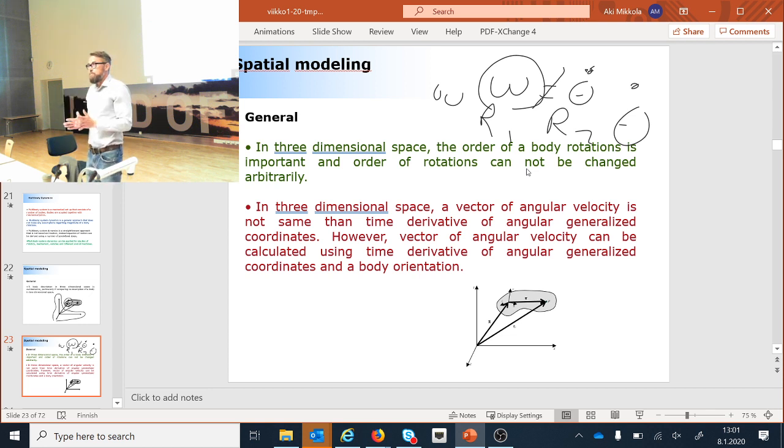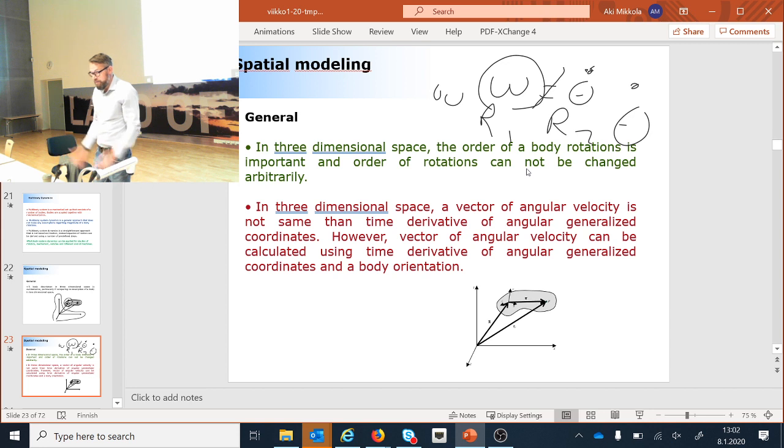Here comes the good news, because I'm sure you're hearing me say angular velocity, generalized, and thinking, what the heck? Come on. Fine, because I will explain this in detail a bit later. But shortly speaking, the big difference in the spatial case is related to angular velocities and how they are related to generalized coordinates. That relation is complicated in three-dimensional space.